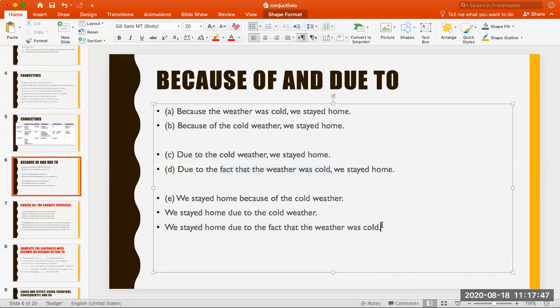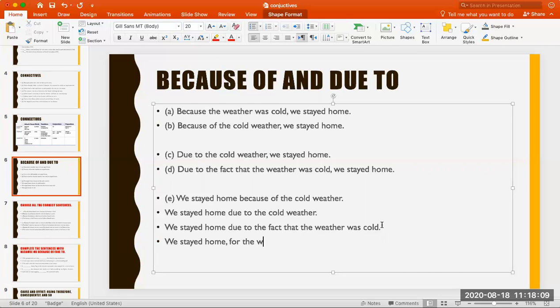Don't forget that we use for in the same sense. For from the fanboys makes compound sentences. It's a beautiful structure. Not many students use it, so it's good to use. But again, don't overuse it. We stayed home. Look at this. We stayed home. I went home. I was home.